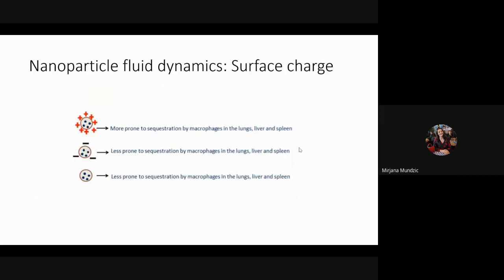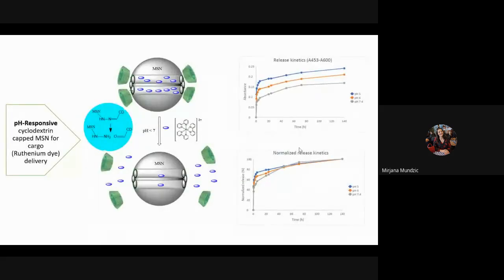Also important is the surface charge. Again, according to the literature, positively charged nanoparticles are more prone to be eaten by macrophages in the lungs, liver, and spleen in comparison to negatively charged or non-charged nanoparticles.